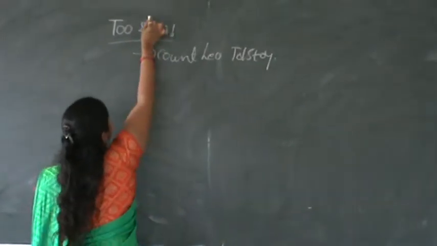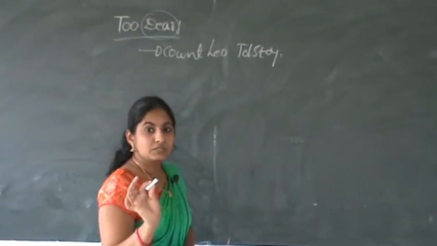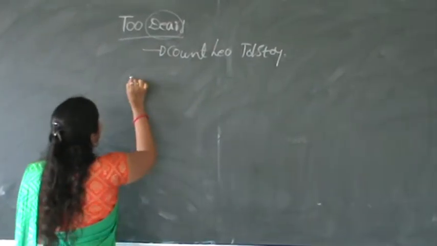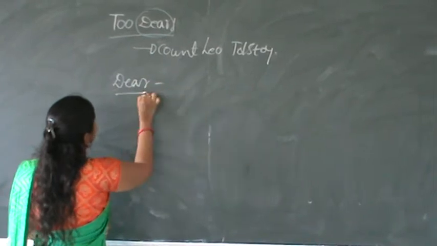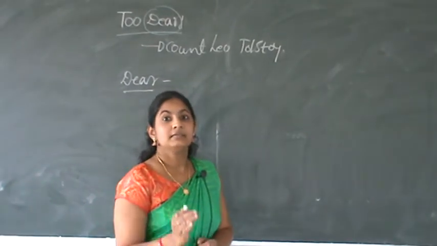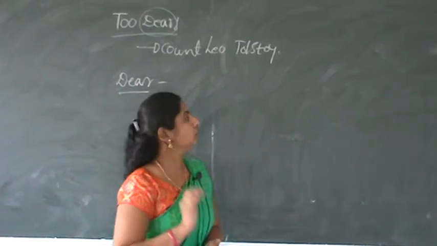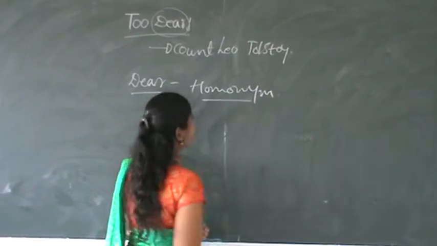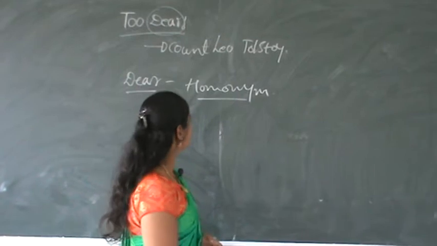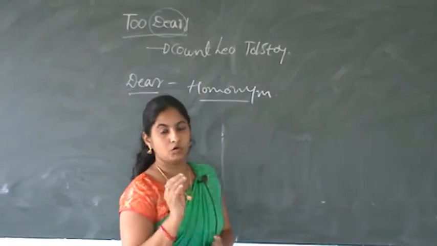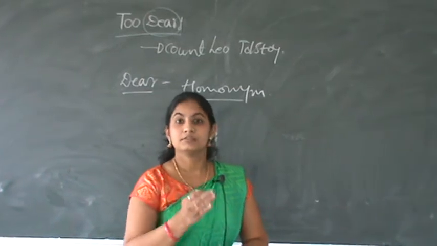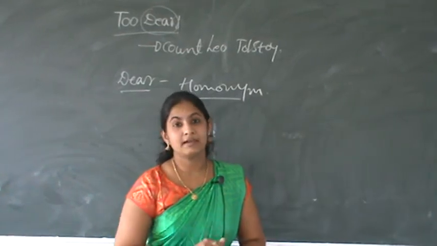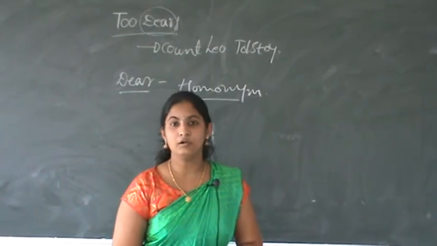Here the word dear itself has a speciality, or what we can call a grammatical speciality. According to the lesson, the word dear is a fine example for the homonym. So what is a homonym? Let me explain. Homonym means the words which have the same pronunciation, the same spellings, and a different meaning. Such words are called homonyms.